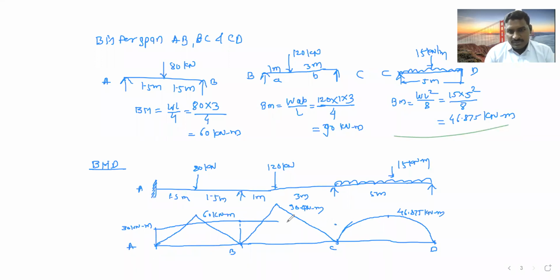So for CD, 30, and at D, it will be 0, because D is the simple support and the bending moment there is 0. Got it?